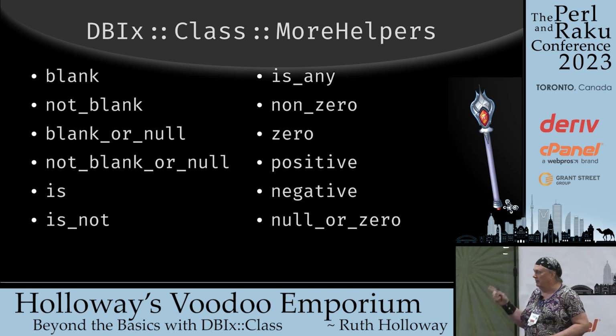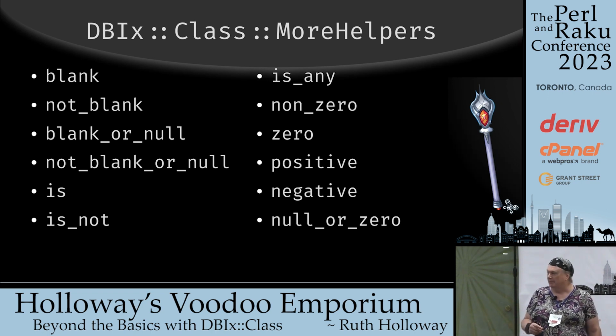I just released it. We needed some more helpers because we had some old data where instead of putting a null in a column where we want nothing, there's a blank, a null string, an empty string, not a database null. So blank and not blank, and blank or null and not blank or null. And I enhanced the is and is not and is any around Booleans.